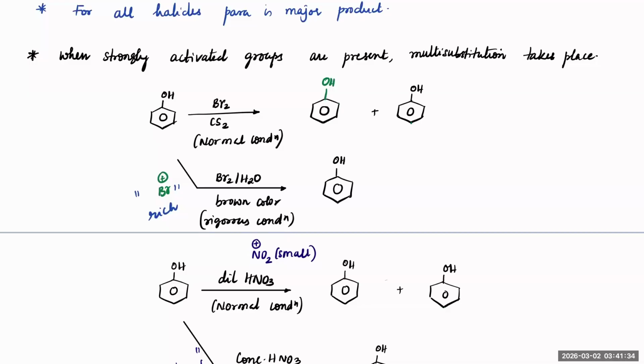So, if you have OH and NH2, in the case of phenol, if you treat it with bromine and CS2, it's a very normal condition. Bromine can come at the ortho position as well as the para position, and para is major. But if instead of bromine in CS2 you have bromine water, in such a case Br plus is available, and Br plus is in rich amount.